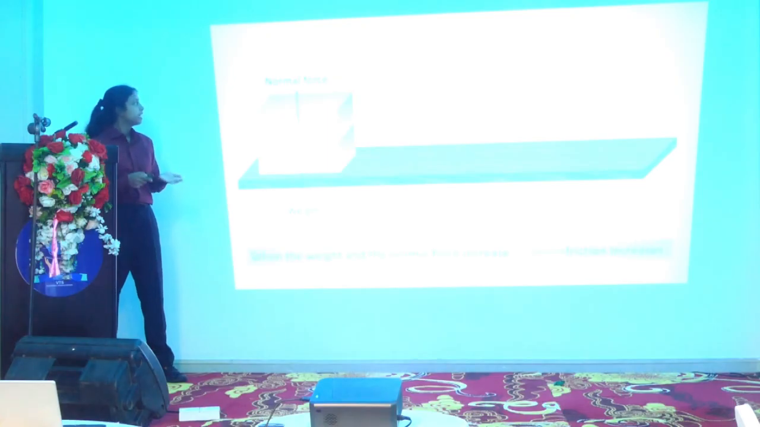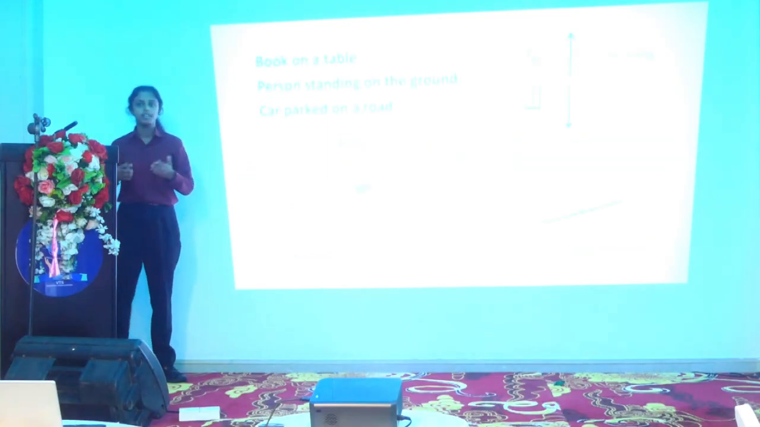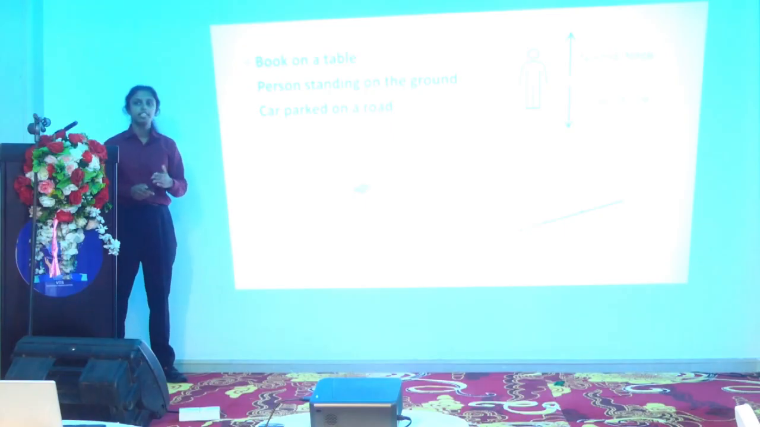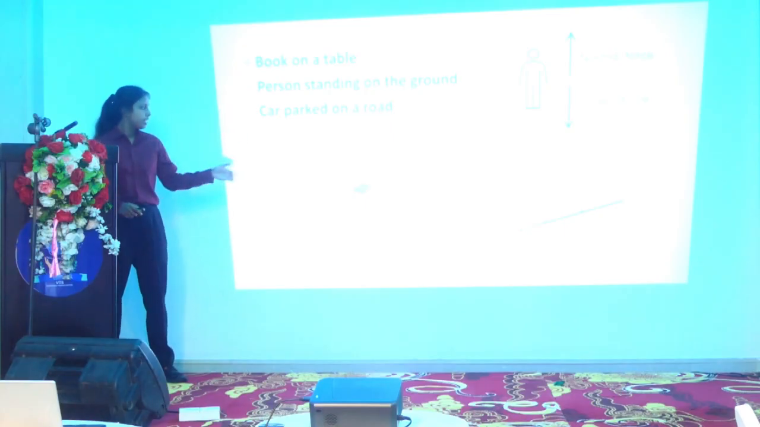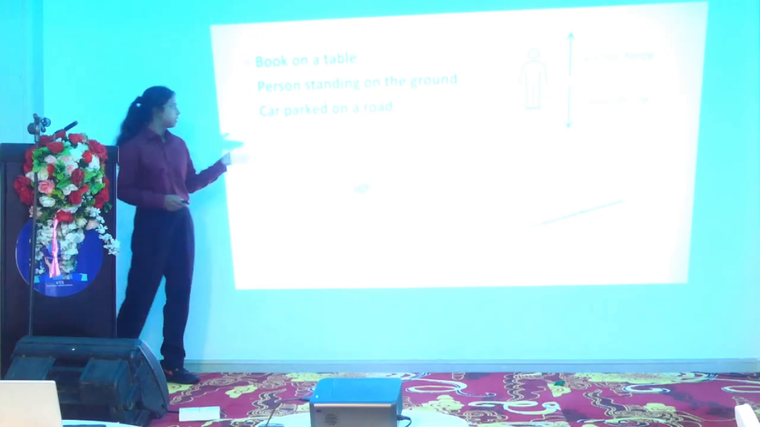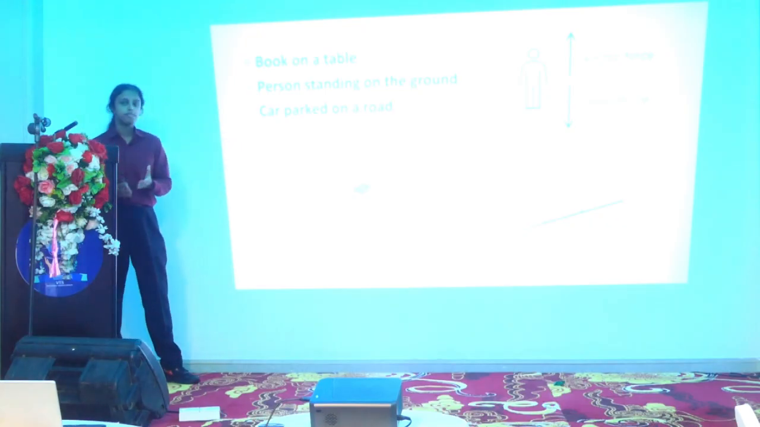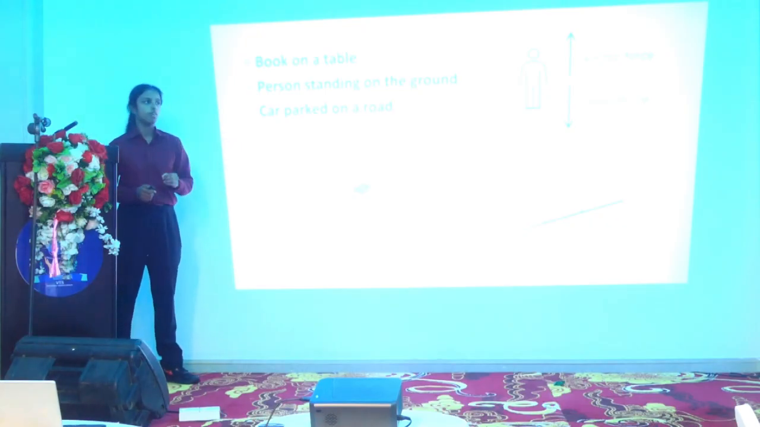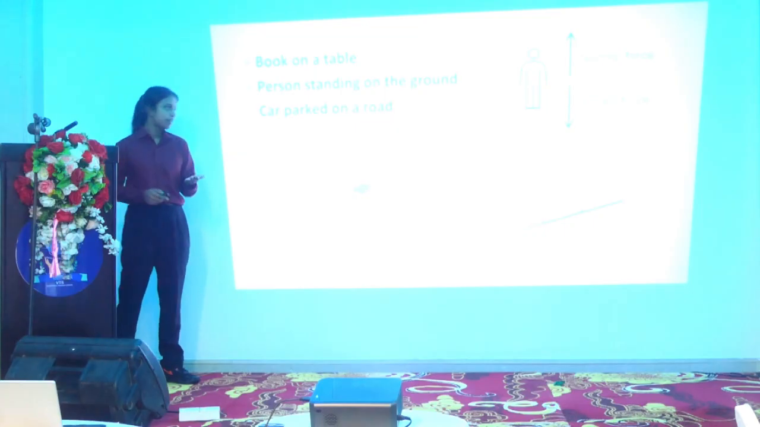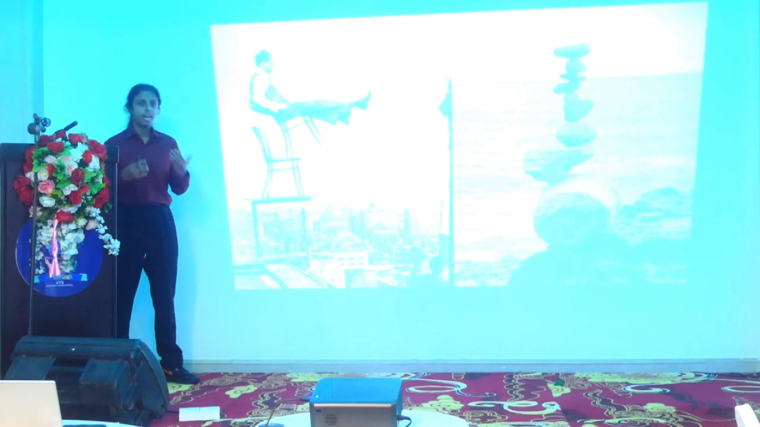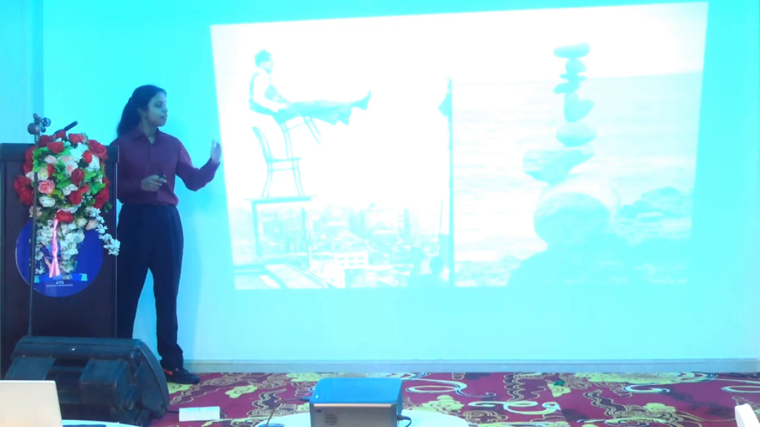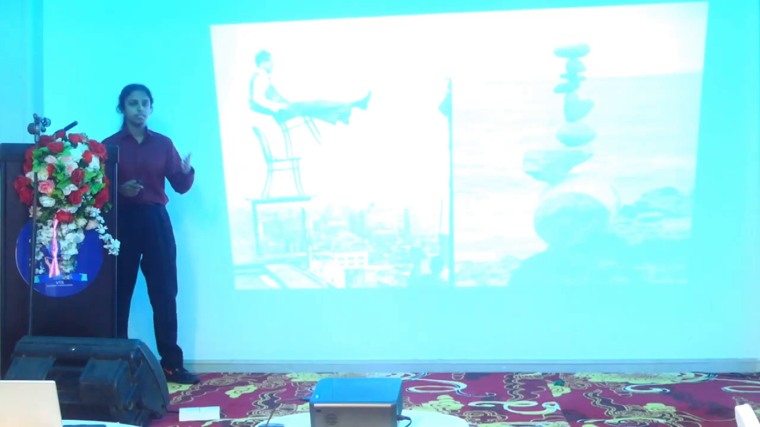So we can see this normal force in many day-to-day situations. For example, take a book on a table. At that moment, the weight is acting downwards while the normal force is acting upwards. The same thing applies when you are standing on the ground or when a car is parked on the road. This force is really important for us because it keeps objects balanced, and if this normal force didn't exist, we would just sink through surfaces.